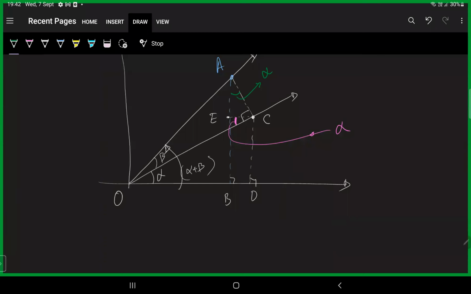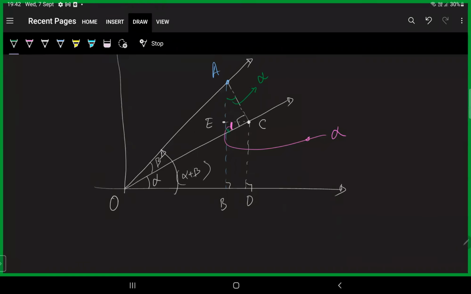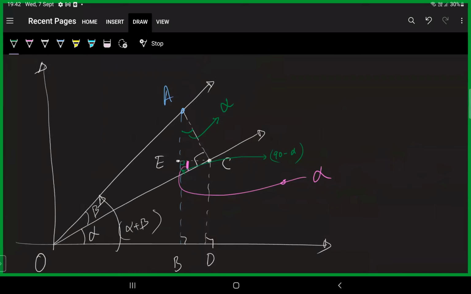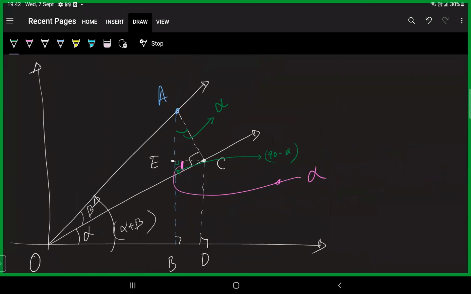So this angle, if I zoom it here, this angle will be 90 minus alpha, right? In a triangle, because this is 90. Okay, this angle is 90, so this should be 90 minus alpha. If this is 90 minus alpha, this is again a triangle, so this should be alpha to make it 180 degrees, because the sum of all the interior angles of a triangle is how much? 180 degrees. Understood why this is alpha?